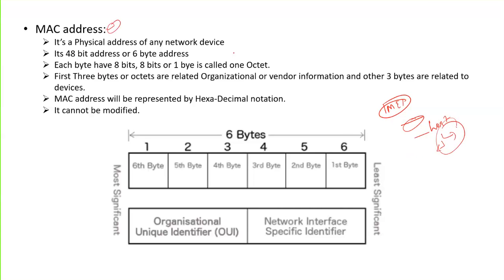Okay, and it's a 48-bit address, or 6 bytes we can say. So 48 bits, right? What is a bit? The zeros and ones are called bits, right? Yeah, zeros and ones are called bits. So a MAC address is a 48-bit address, and we know 1 byte is equal to 8 bits, right? Yes. So we can say a MAC address is a 48-bit address or a 6-byte address.